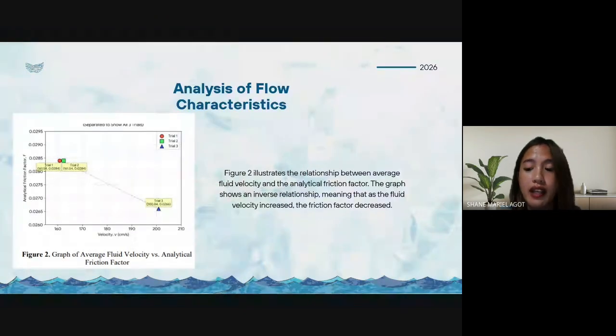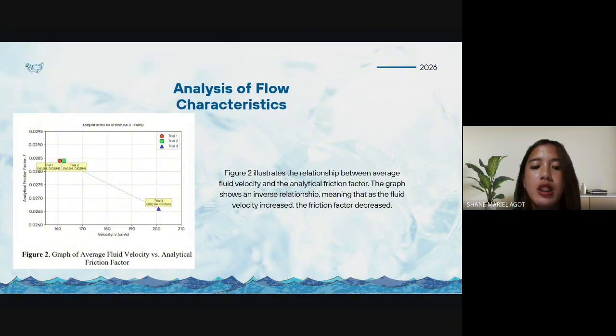This behavior agrees with the principle shown in the Moody diagram for turbulent pipe flow. As the velocity increases, the Reynolds number also increases, causing inertial flow forces to become stronger compared to viscous forces. Because of this, the resistance coefficient or friction factor becomes smaller.